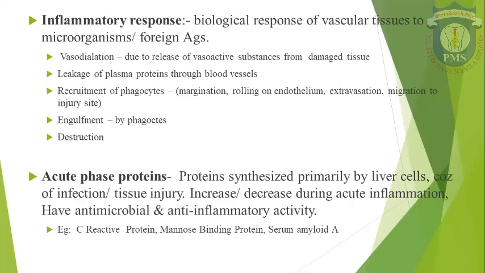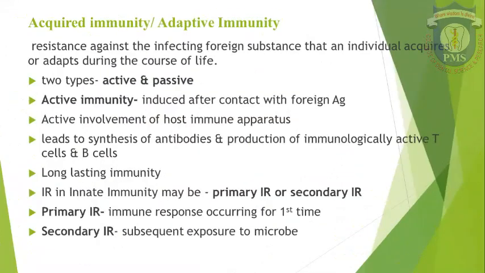Acute phase proteins are proteins synthesized primarily by liver cells because of infection or tissue injury, increased or decreased during acute inflammation, having antimicrobial and anti-inflammatory activity. The main important example is C-reactive protein. So this is all about innate immunity. We have discussed the types of innate immunity, the mechanisms of innate immunity, and later discussed innate immunity in detail.